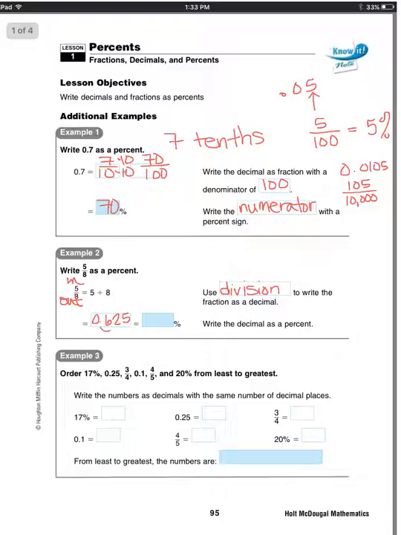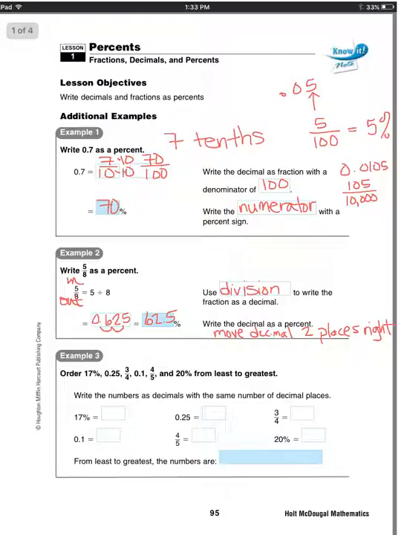Now we're going to write the decimal as a percent. We move the decimal 2 places right. So we have 62.5, and the percent sign's already there for us. If it wasn't there, you would need to make sure you put the percent sign there.